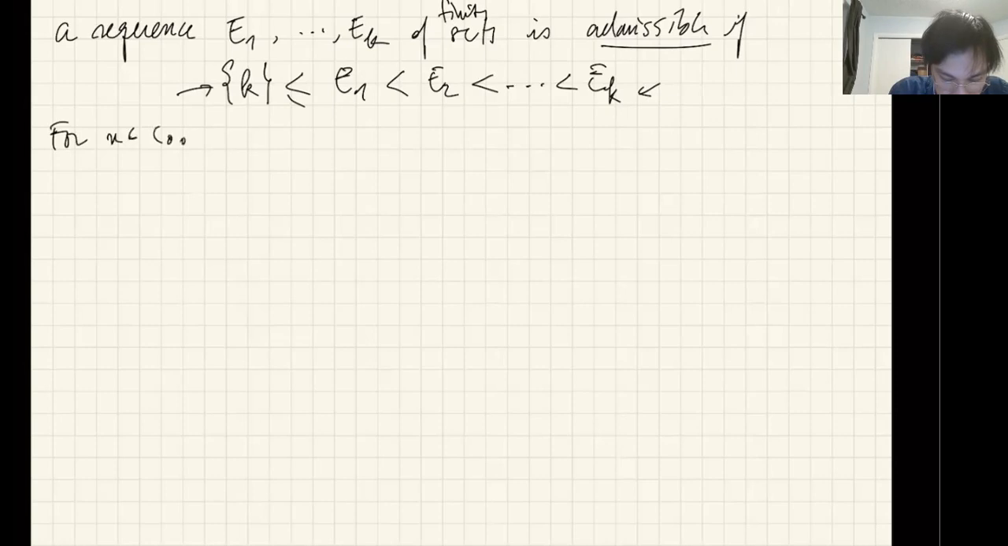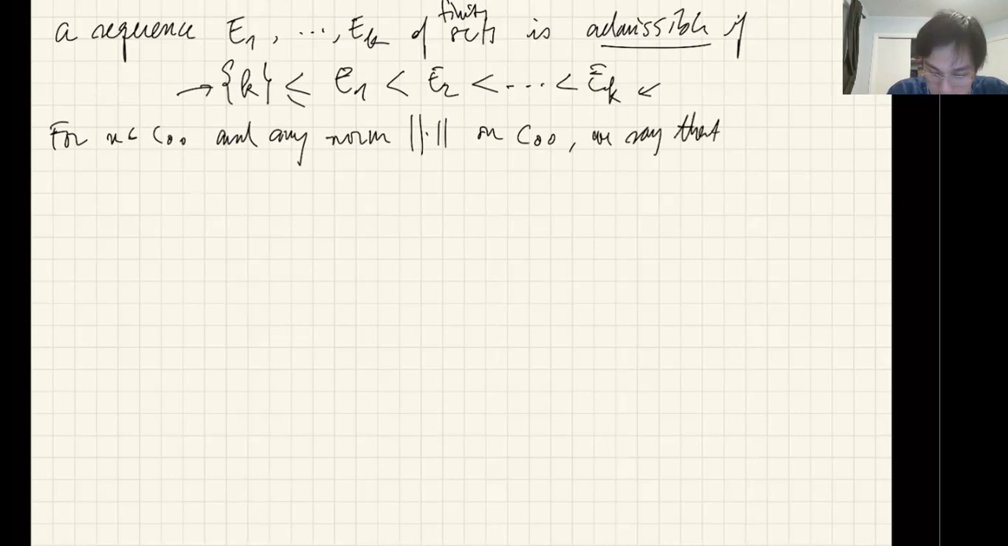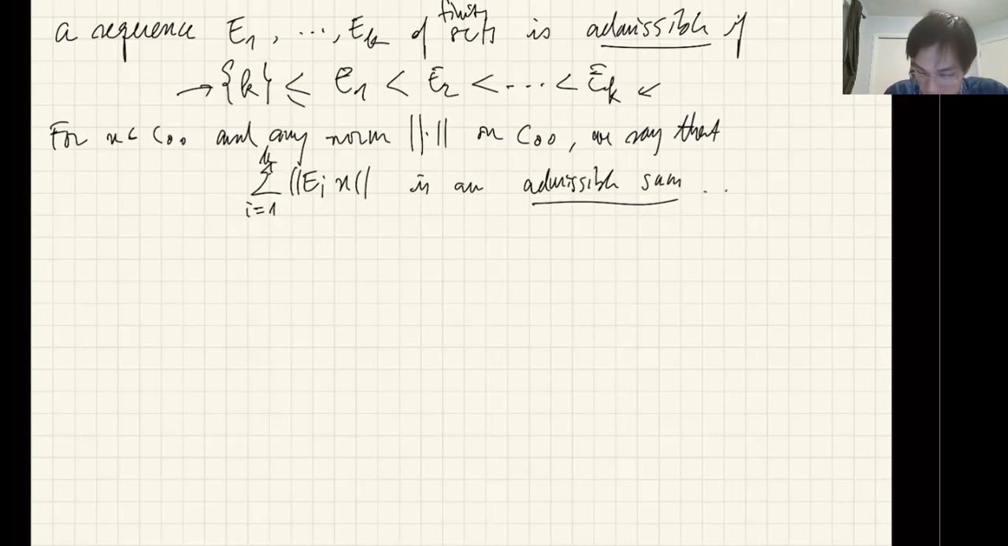Okay, so for X in C00 and any norm on C00, we'd say that this sum, i equals 1 to K of the norms of E_i X, is an admissible sum if E1 through EK are admissible. Okay, that's just the terminology.